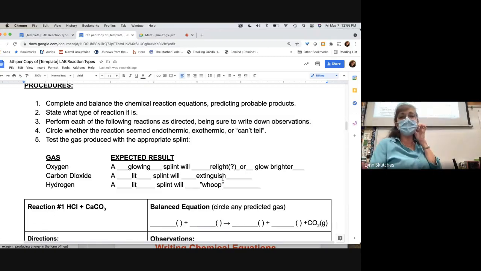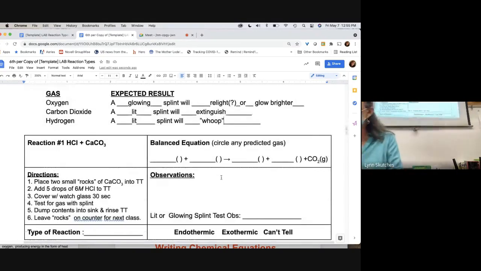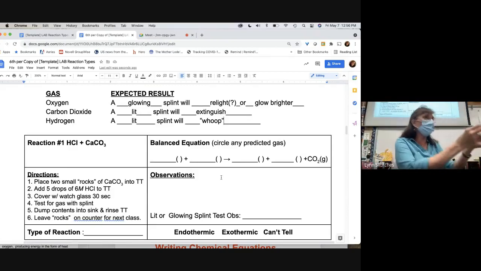So what do I mean by lit splint? Well, hopefully it's pretty obvious. Your splints in the boxes by now have all been used, so there'll be a burnt end. Just reuse the burnt end. I can talk, it's Friday afternoon. It's fire. So that is a lit splint. No surprise, matches are hot. Don't put them on your paper, but you can put them on the lab table.